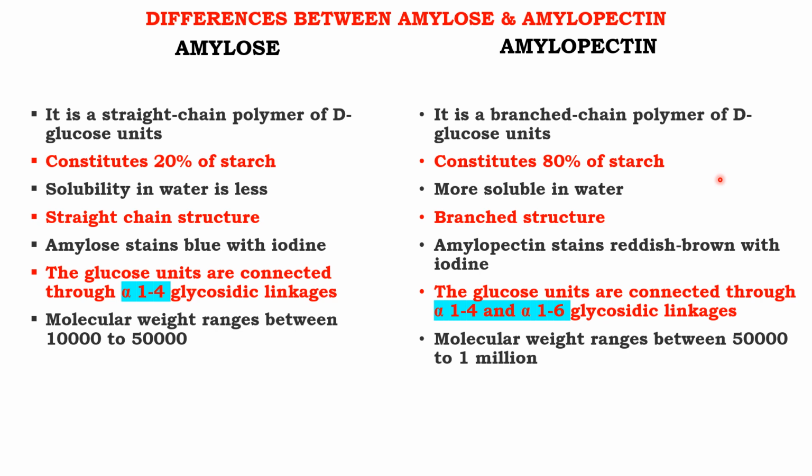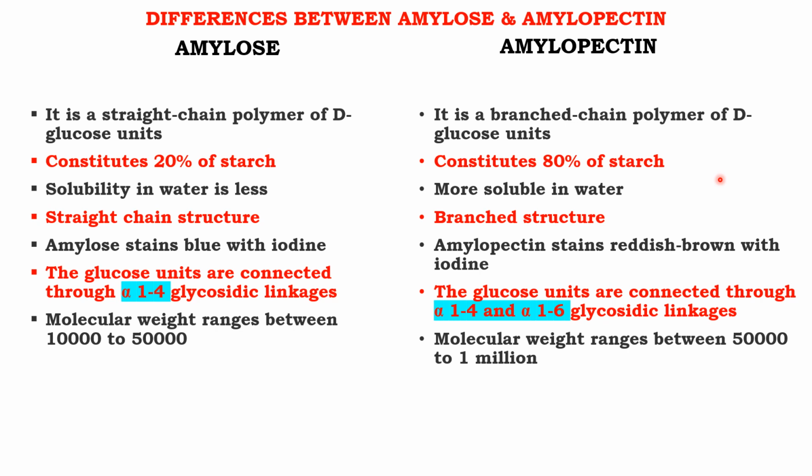That is why amylose and amylopectin combine to form starch, and starch is partially soluble in water, or starch forms a colloidal solution. So amylose is water soluble, but it is only 20%, while amylopectin is water insoluble with 80% of its constituents.